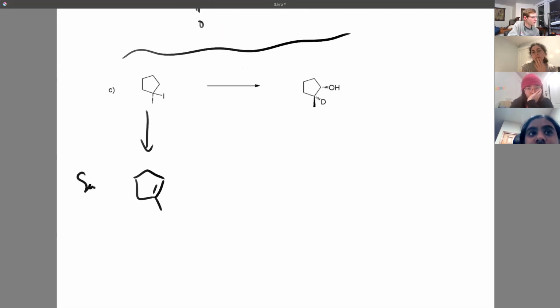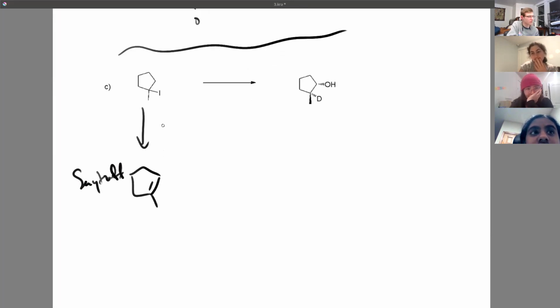Well, this is the Zaitsev product, however you want to spell it. So pick your favorite small base. Right. Again, no need to be creative. Sodium hydroxide will work fine. Okay. So there you go.